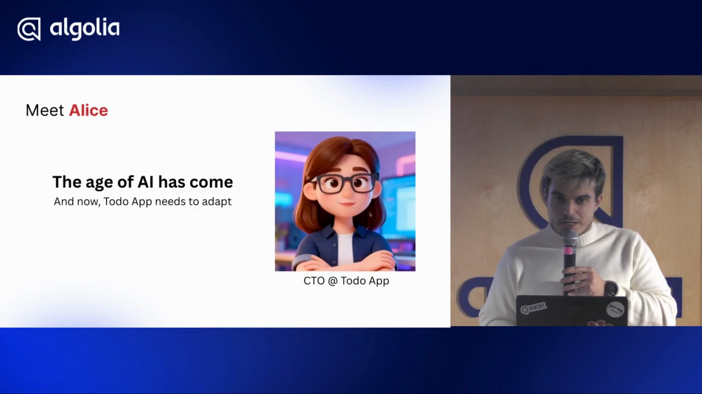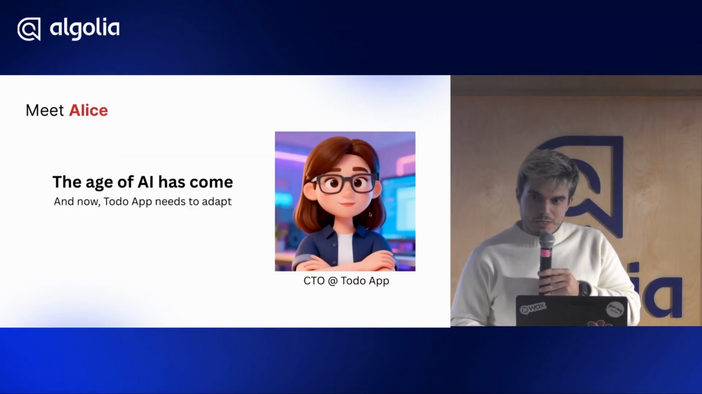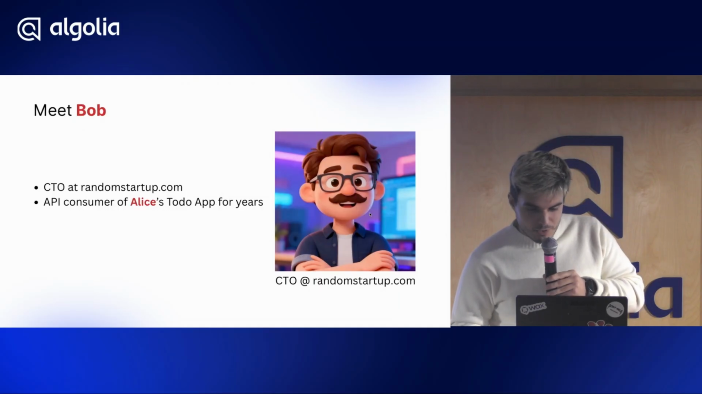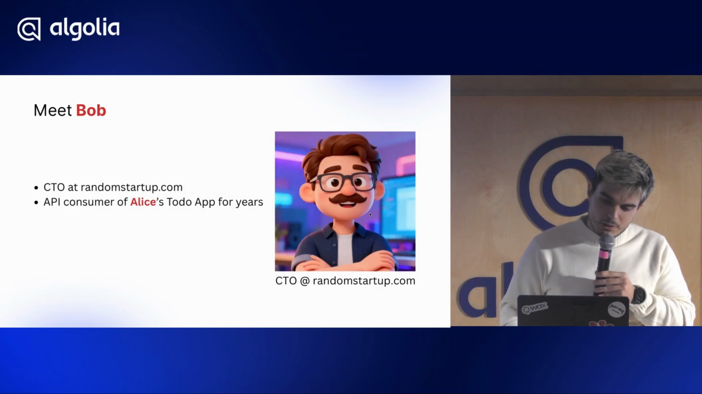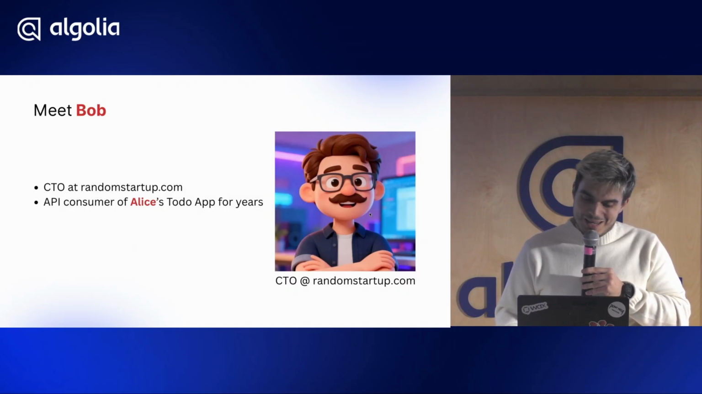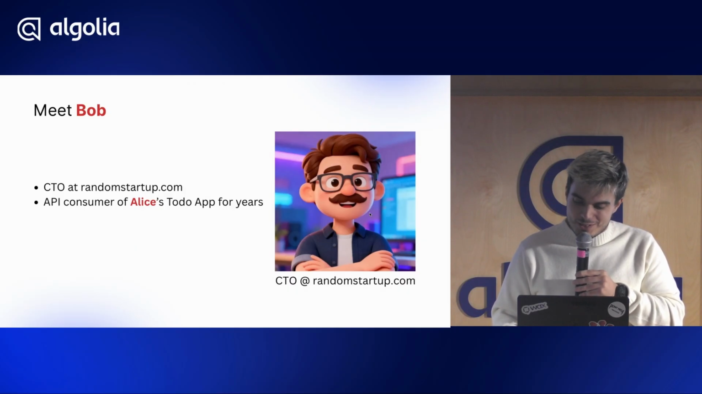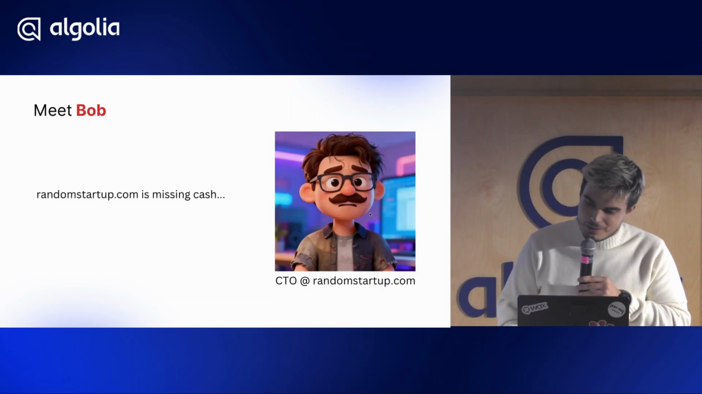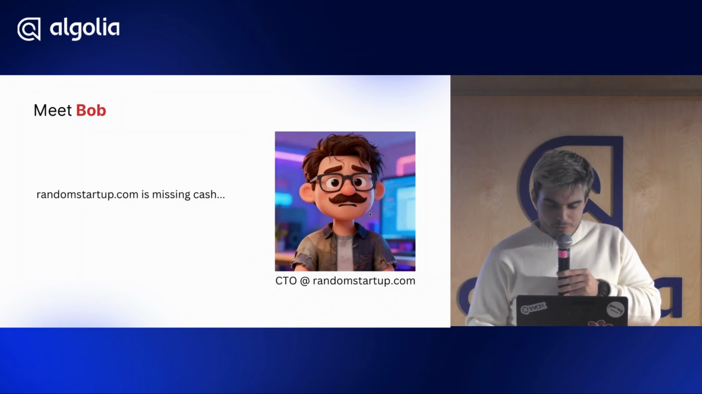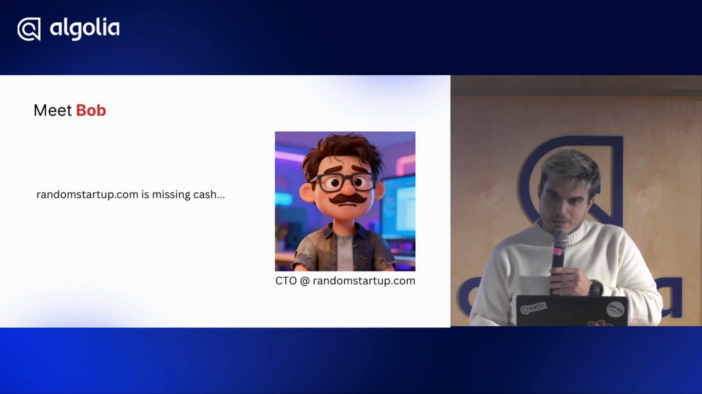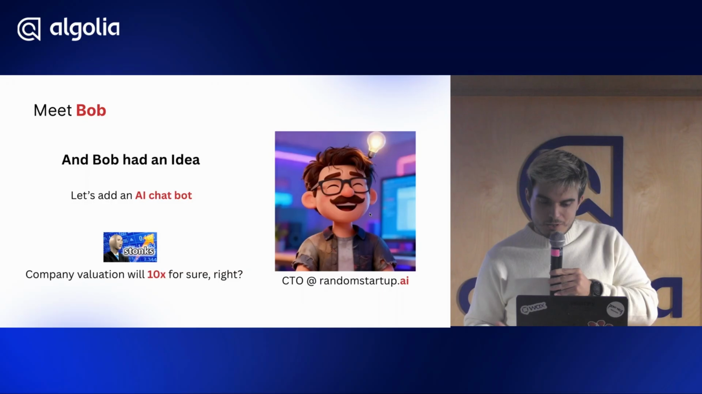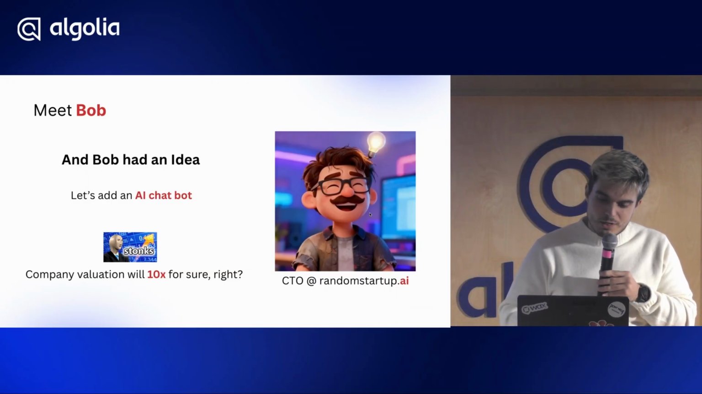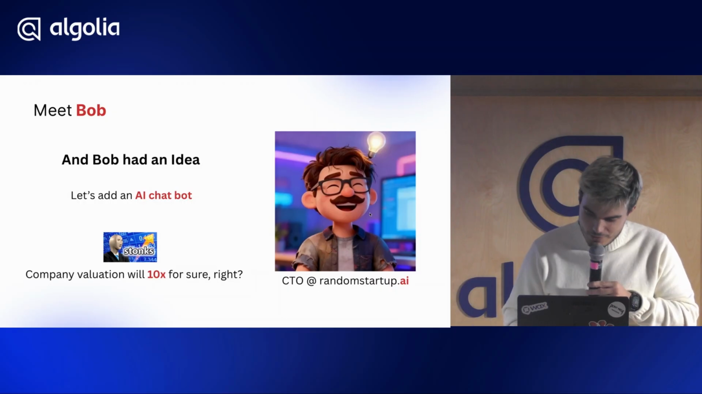Turns out the age of AI has come, and now the To-Do app needs to adapt. Why? For that, we'll need to meet Bob. Bob is the CTO at randomstartup.com. And he's also a very happy API consumer of Alice's To-Do app for many years now. But the thing is, his startup is missing some cash. So, like any good CTO nowadays, he has a great idea. He's like, okay, let's add an AI chatbot, and for sure my company valuation will go 10x, I'll become rich, and everything will be great again, right?